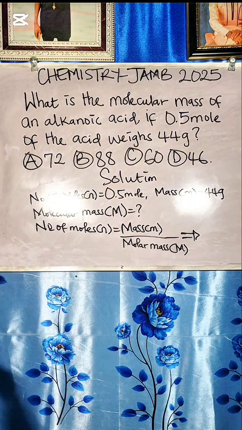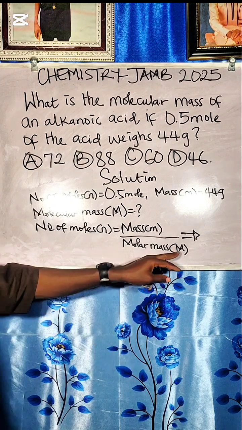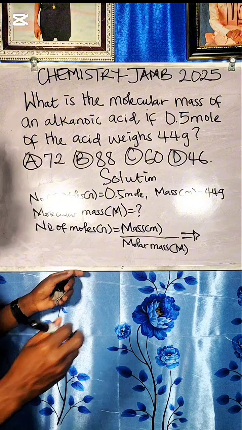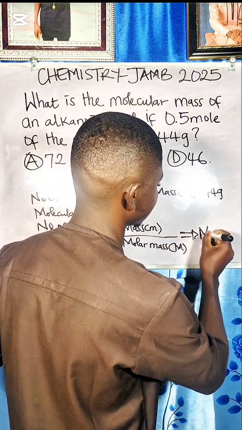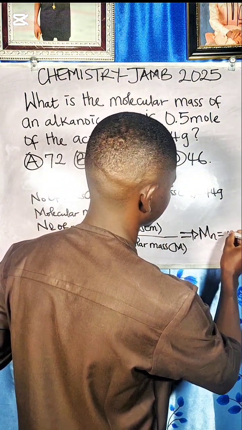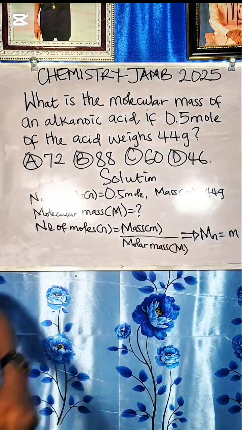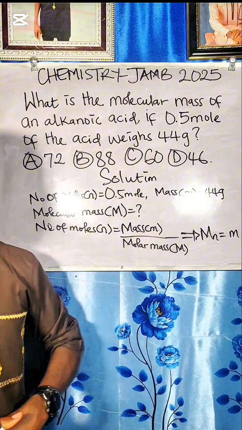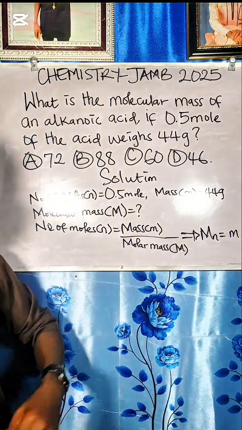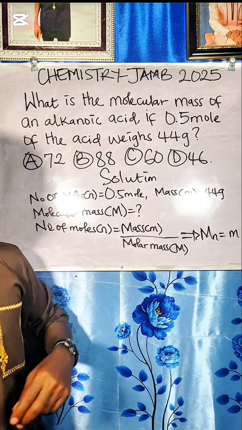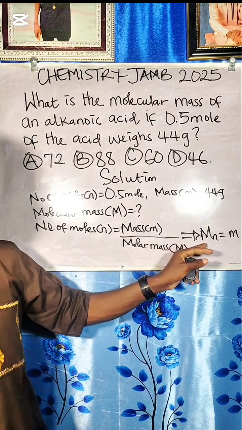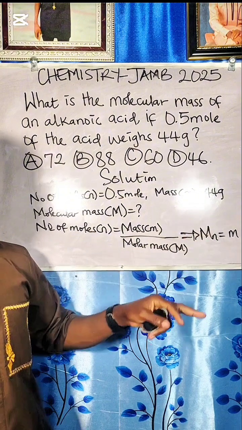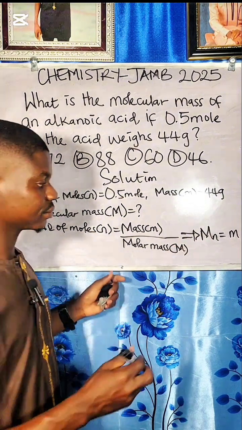So once we cross multiply, we're going to have molar mass denoted by capital letter M multiplied by number of moles denoted by small letter n, being equal to mass. So this is what we're looking for. How do we make molecular mass the subject of the formula? It's very simple. We're going to divide both sides by number of moles, small letter n.